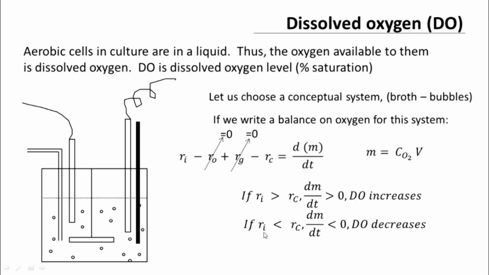Alternatively, if the rate of input is less than the rate of consumption by the cells, then the accumulation is less than 0, so the DO will get depleted, or the DO will decrease. And if the rate of input equals the rate of consumption, then the accumulation rate is 0, the DO will be a constant. It is a steady state situation. We strive to achieve this condition while operating bioreactors.